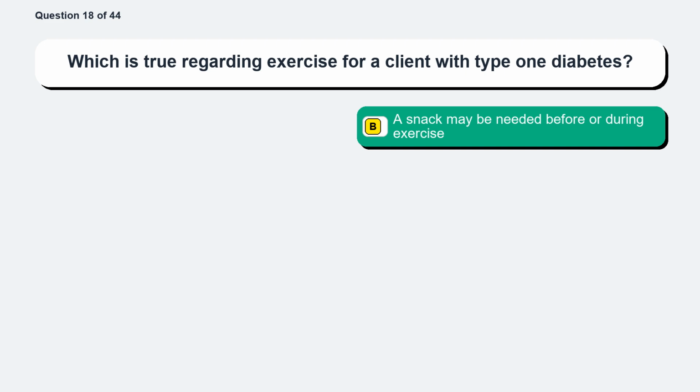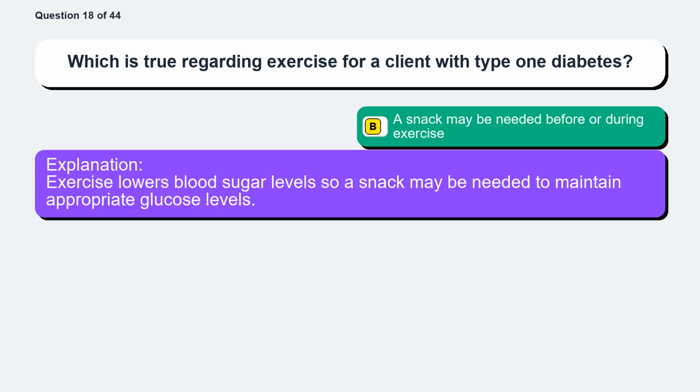The correct answer is option B. A snack may be needed before or during exercise. Exercise lowers blood sugar levels, so a snack may be needed to maintain appropriate glucose levels.